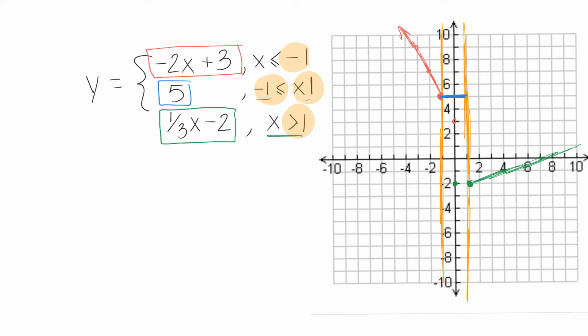And it says, oh, it doesn't give me a "or equal to," so this is going to be an open dot. My blue ones were "equal to," so those are going to be closed. So that's how you draw these things. You just literally take them piece by piece.